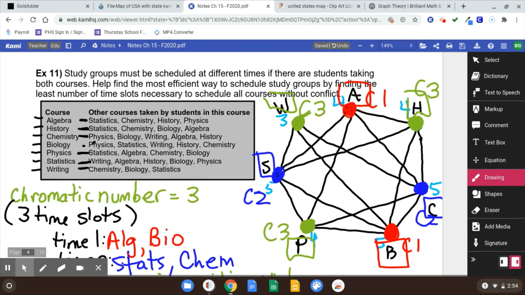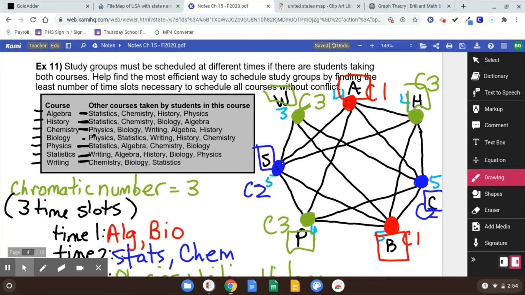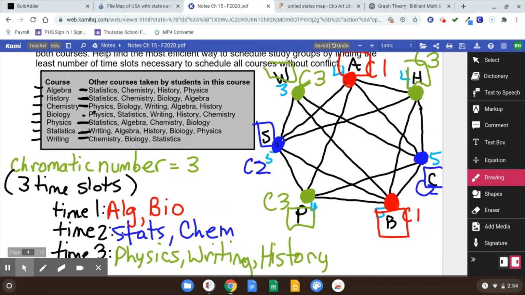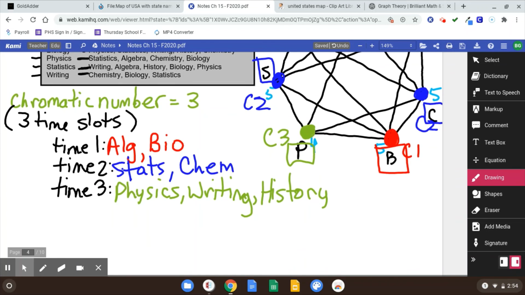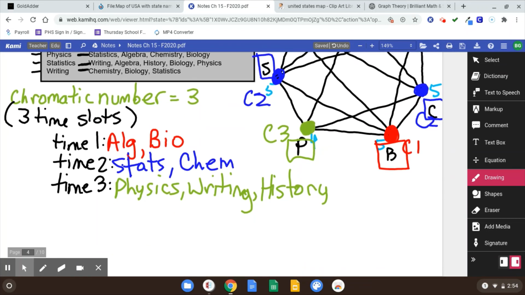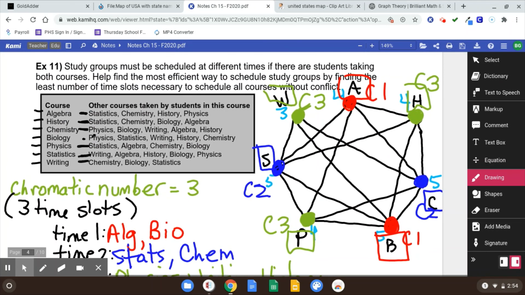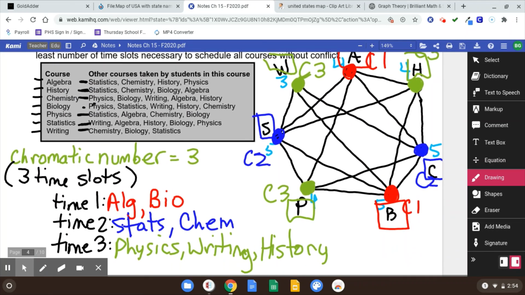So keep in mind what the end goal was. We were trying to find the most efficient way to schedule these study groups. We've got 7 different courses, but we didn't need 7 different time slots. We're not going to do, every day of the week at 7 p.m. We figured to be efficient, we would only need to schedule 3 time slots. And so graph coloring and graph theory helps us solve a practical, real-world problem.